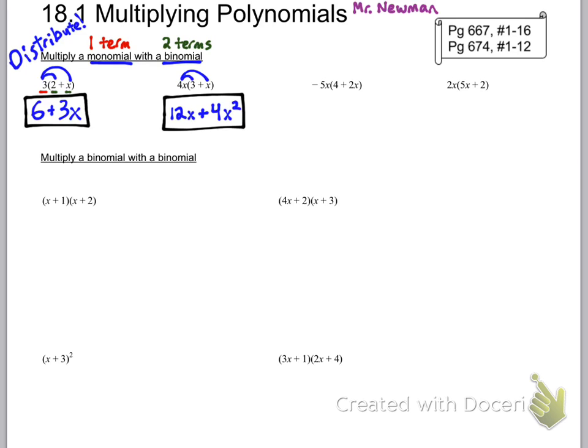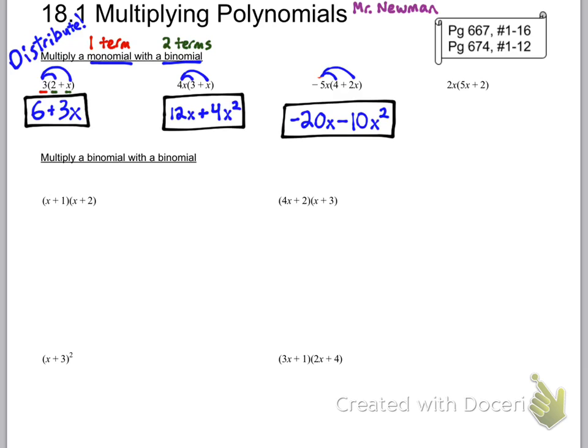On the next problem, make sure that you distribute the negative 5x, not just 5x. So, when we multiply that negative 5x with the 4, you get negative 20x. When you multiply negative 5x with 2x, you get negative 10x squared. Notice I just put subtraction, but you also could have answered plus negative 10x squared, and that would be correct. So, when you're distributing, make sure you distribute that whole negative 5x.